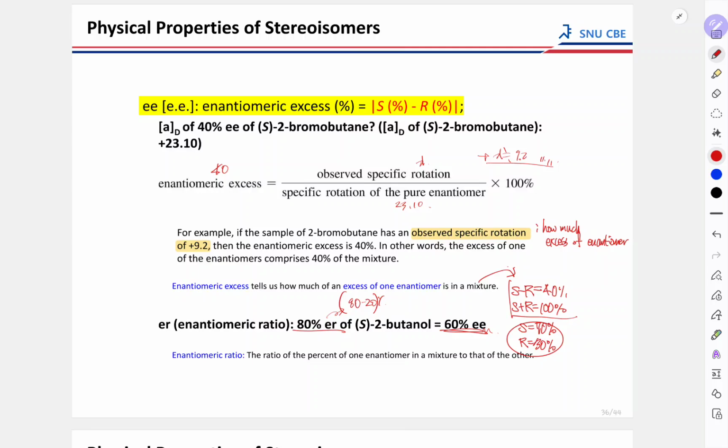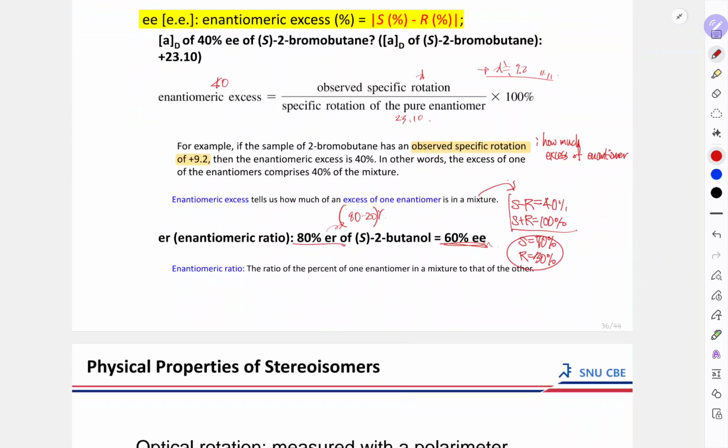The enantiomer ratio, 80% in this particular case, indicates the percent of one enantiomer in the mixture relative to that of the other. So 80% represents the enantiomer ratio in this case. That's how you can differentiate the enantiomeric excess and the enantiomer ratio.